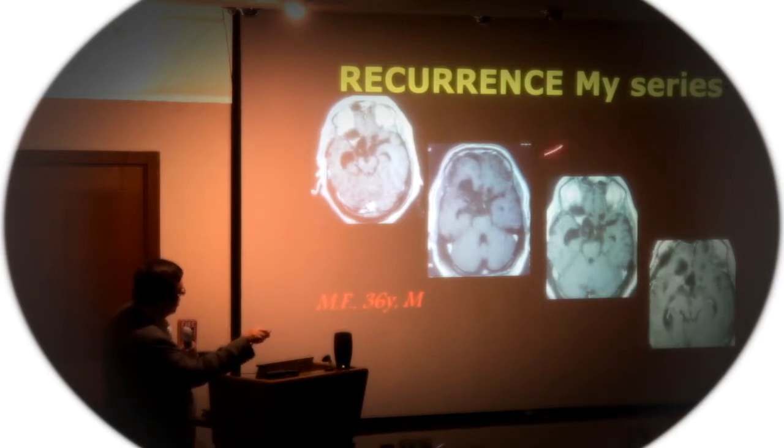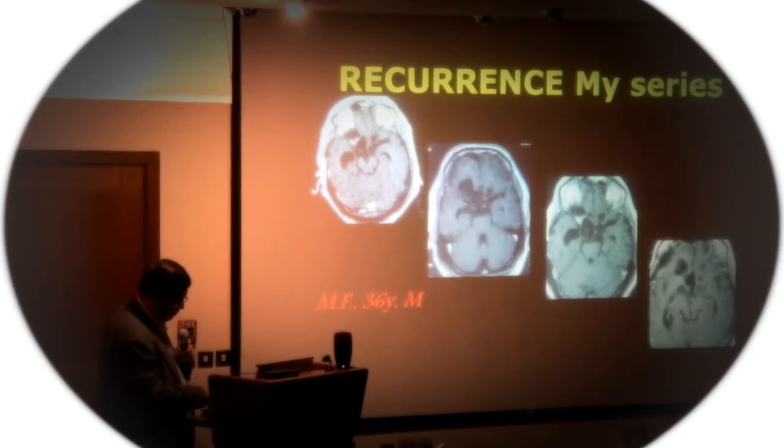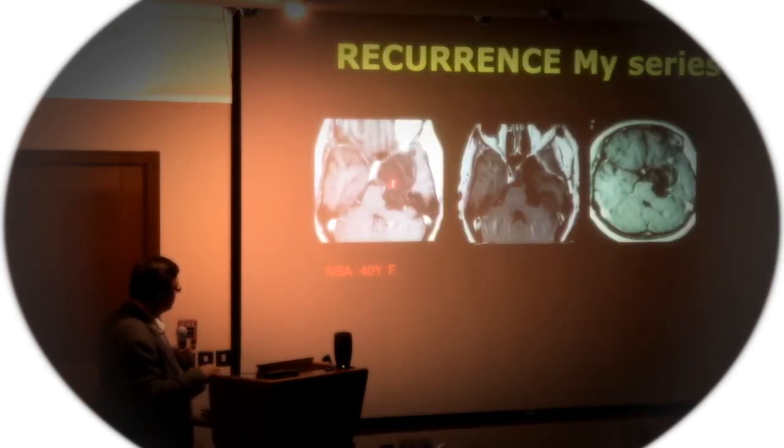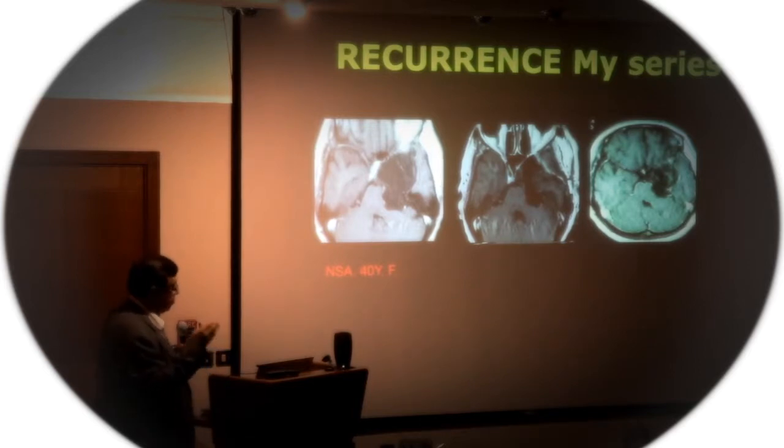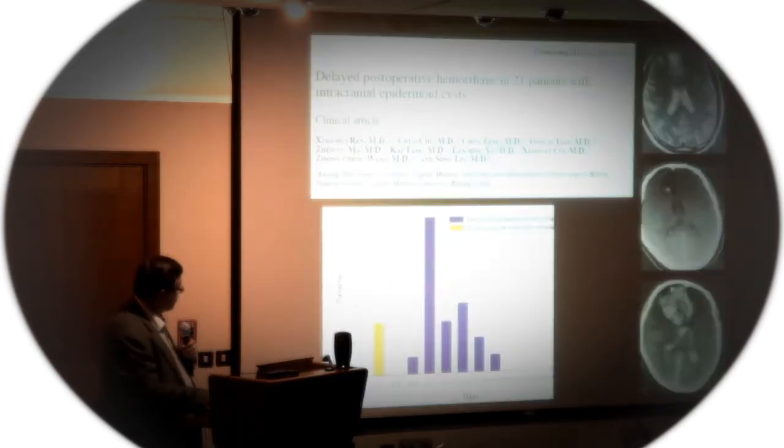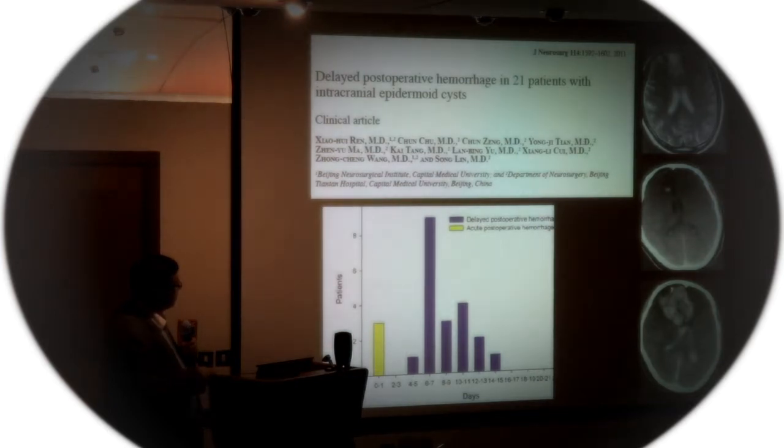These are recurrences in my series. Total removal, and they recurred. Another case, a lady here from Jordan, again total excision, and it recurred. So even if you do radical excision, they may recur. What about if you leave something? So you should do everything you can to take them completely out. And if you remove them, there is a question in some cases, 21 cases with post-operative hemorrhages, because you are leaving a big space and there might be some hemorrhage inside the space.